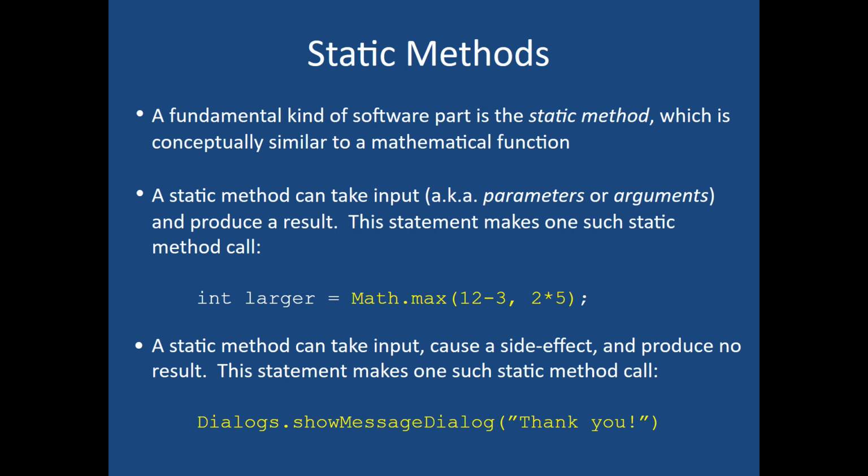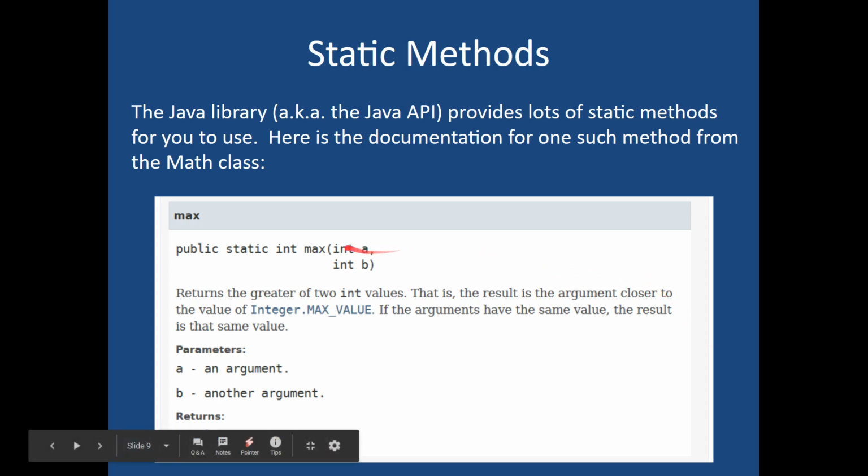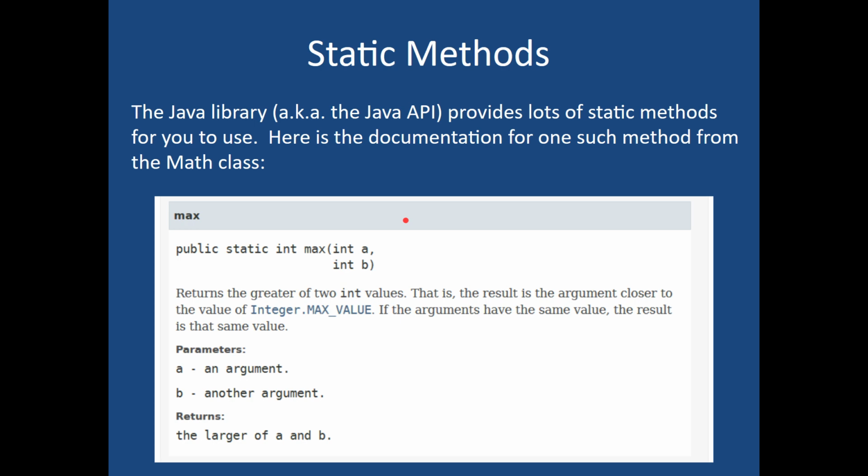So the Java library provides lots of static methods. This is an example here of one such method. If you go look at the documentation, you'll see that its name is max. It takes 2 parameters, and it returns the larger of the 2. That's pretty typical of Java documentation. There's a link on the Canvas page where you can go to the full Java documentation of the entire library, browse through it if you want to. This is also what pops up when you hover the mouse over max when you use it in a program. Right, so that's a static method.